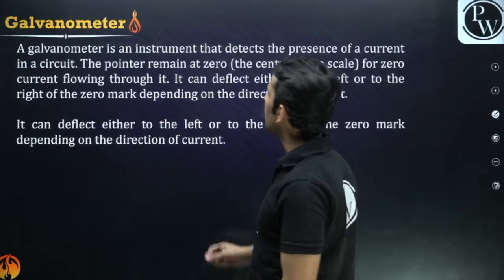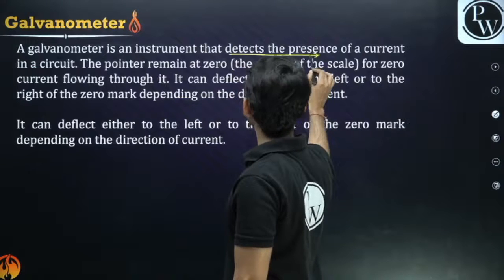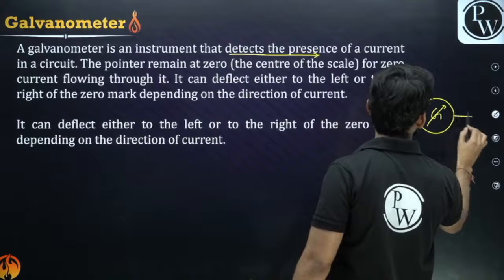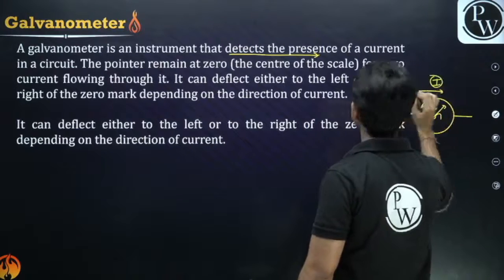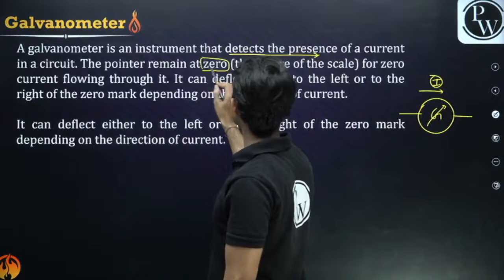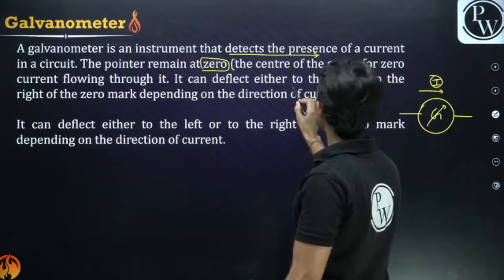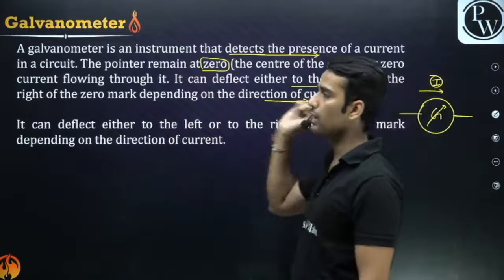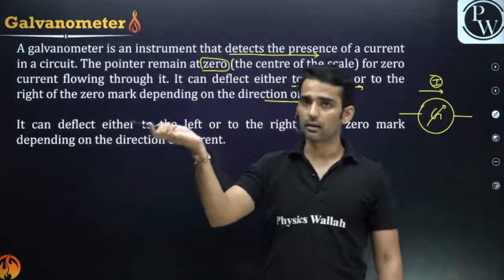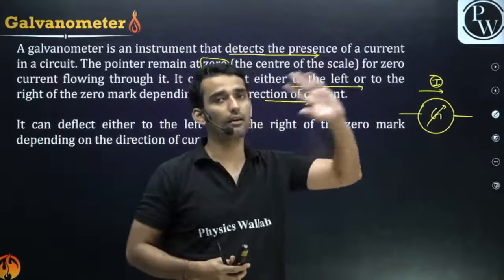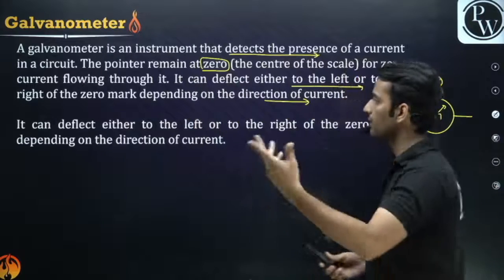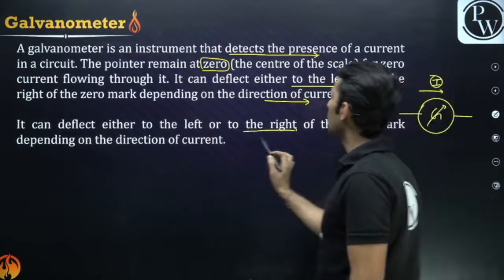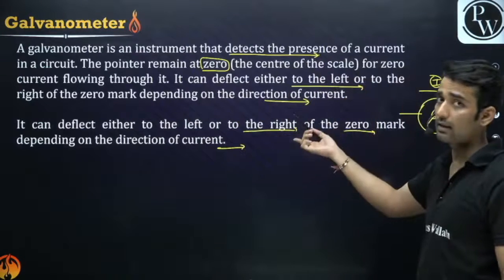Now we have the galvanometer, guys. Galvanometer is an instrument that detects the presence of current, right? It gives a deflection when a certain amount of current is flowing through it. The pointer is at 0 whenever there is no current, right? And it can deflect either to the left or to the right of the 0 mark depending on the direction of current. So it detects the current, it does not measure.